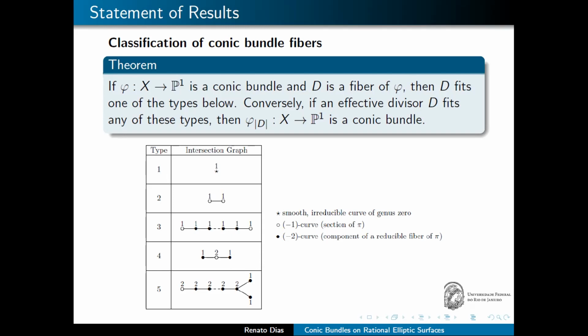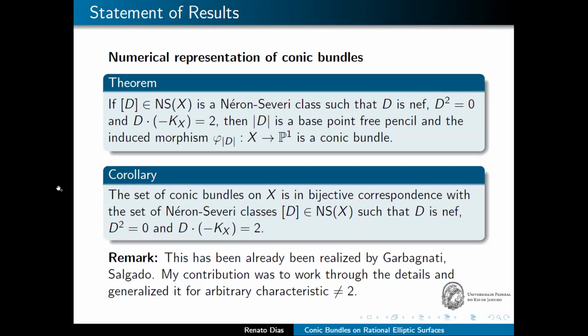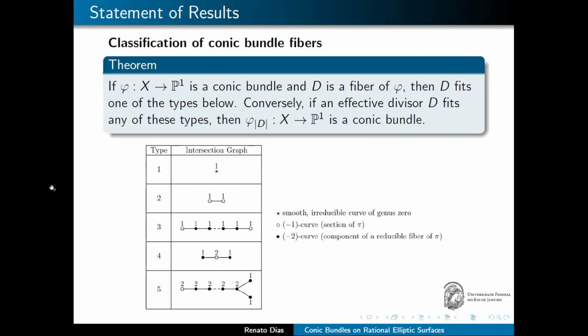The interesting thing is that we have a sort of converse here, which is if D is an effective divisor which fits any of these diagrams, then it induces a conic bundle with its linear system. And this has to do, of course, with this correspondence here in the corollary. So that's probably the most important result, this classification.